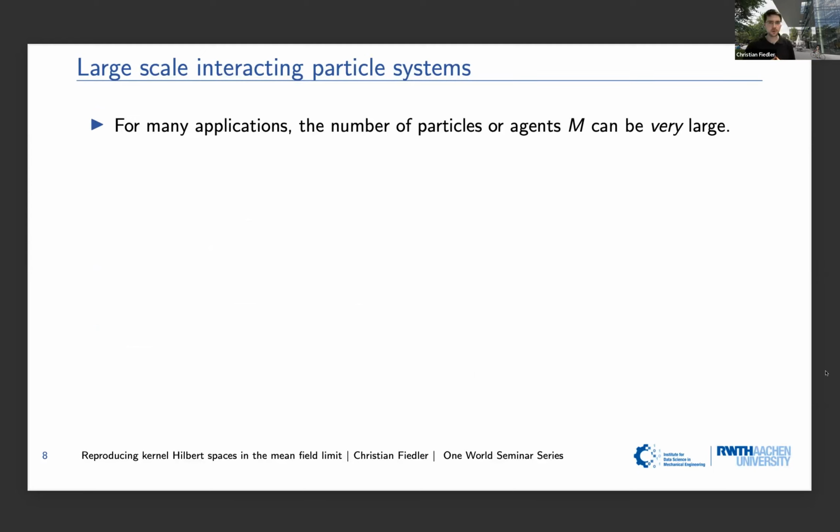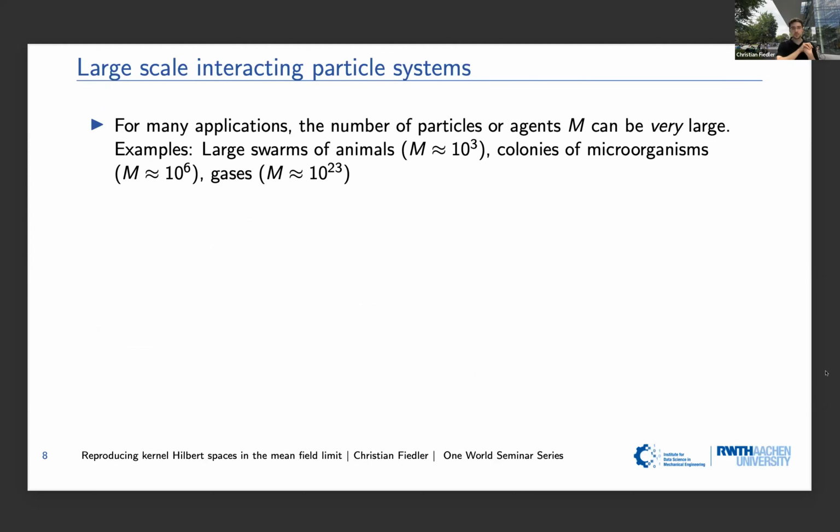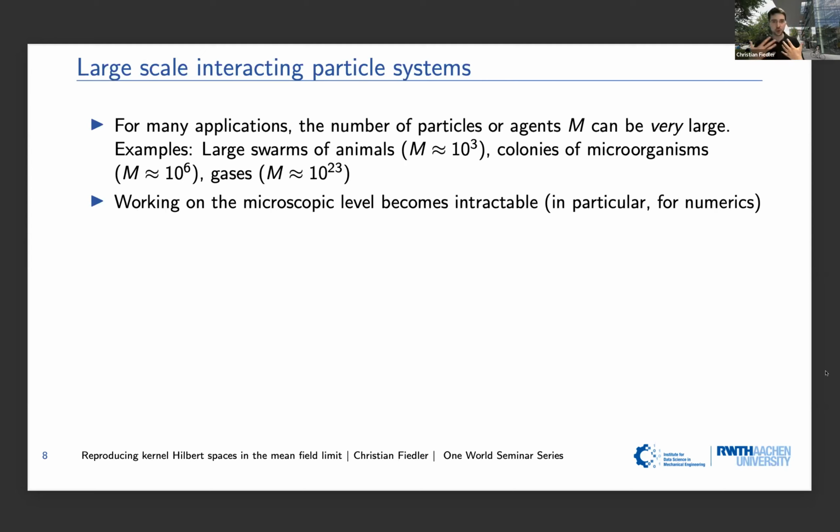Now, in many applications of interacting particle systems, of multi-agent systems, the number of particles or agents can be very large. For example, if you do modeling of animal motions, if you think of a flock of birds or a fish school, you have thousands of animals. If you are modeling, for example, colonies of microorganisms, you might have millions of entities, agents. Or if you do classic statistical mechanics, for example, gas dynamics, you have an enormous number of molecules to deal with. And obviously, then working on the microscopic level, working with each particle individually, is intractable, in particular when it comes to numerics.